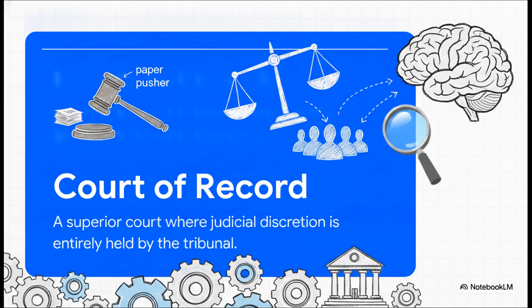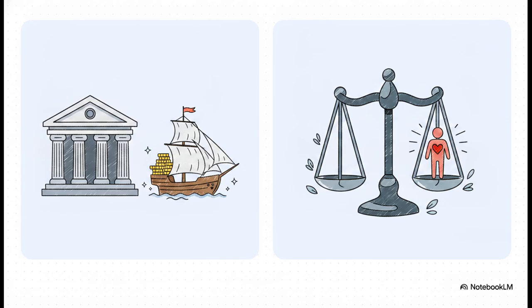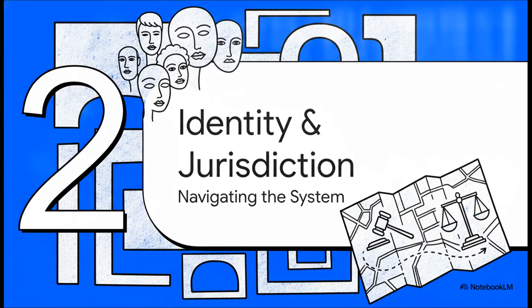The judge doesn't decide the facts, and they certainly don't decide guilt. Instead, all of that judicial discretion is held entirely by the tribunal, and in this context, the tribunal is the jury. The sources actually draw a really sharp contrast here. On one side, you have standard statutory courts, which the text argues operate strictly under commercial contract and admiralty law, basically just existing to enforce statutes. But on the other side, you have their ideal setup, a superior common law court. This court proceeds according to common law, and its specific purpose is to protect the fundamental property rights of living souls.